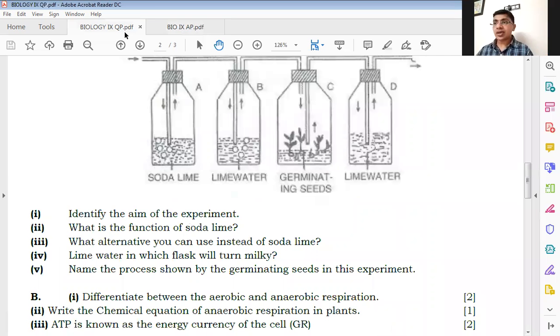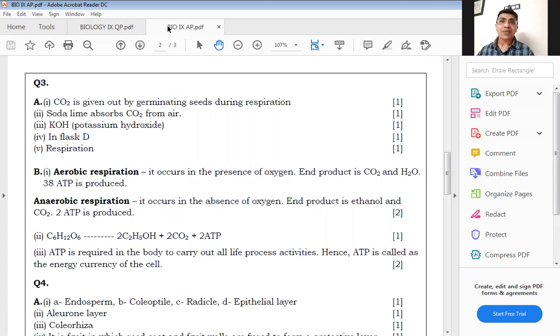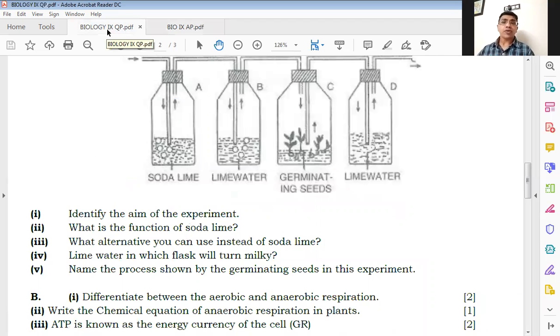Okay. Let's go to the third question. What alternative things you can use instead of soda lime? So instead of soda lime to absorb carbon dioxide, what can be used? The answer is KOH, or what is known as potassium hydroxide can be used. It also does the same function of absorption of carbon dioxide. Right? Let's go to the fourth question.